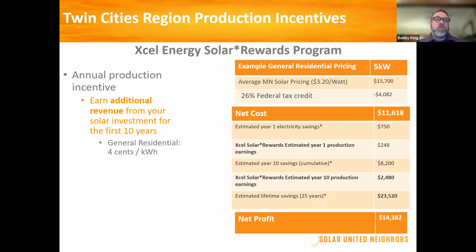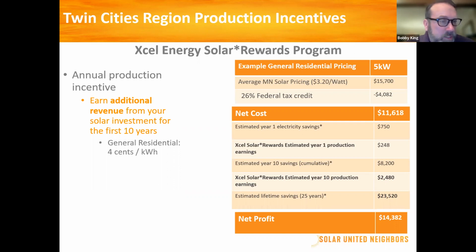If you're an Excel customer, there's a program called Solar Rewards. In 2000, people may remember, there was a large statewide movement to demand that Excel honor its commitment not to increase any nuclear waste storage at Prairie Island. They were supposed to develop a national repository, which nobody wants, so it hadn't been created. They'd reached their limit, and there was a movement to say they need to honor that commitment.